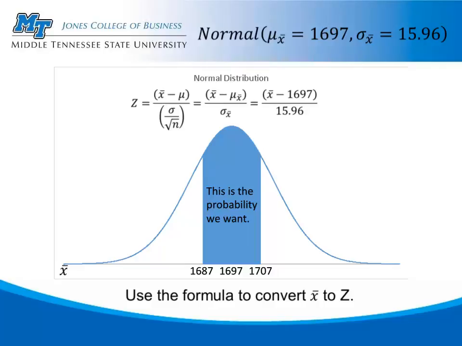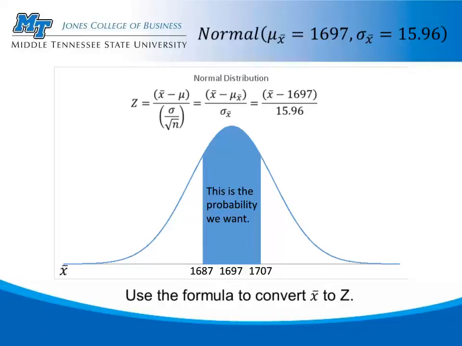Now again, I strongly recommend that when you're working out one of these normal probability problems, that you draw a picture of it. The mean of all the sample means is 1697. So I've put 1697 in the middle when you're looking at x bar values. Now the formula that I got from the flowchart is x bar minus mu divided by sigma over the square root of n. But another way to write it is in the form of x minus mu over sigma.